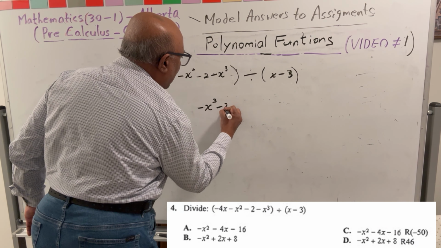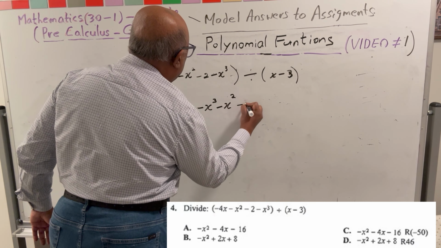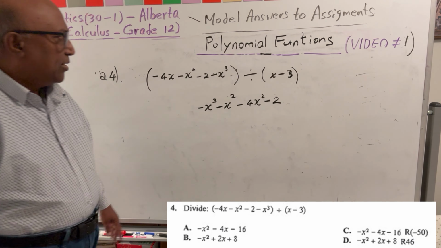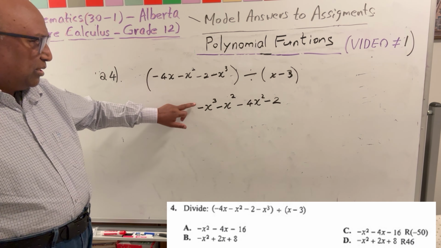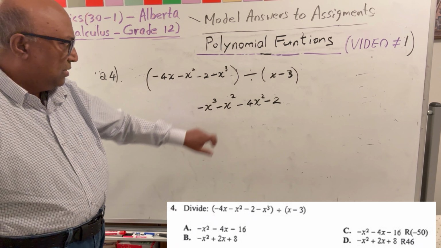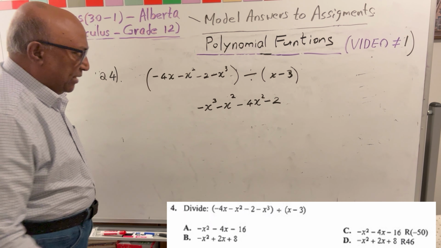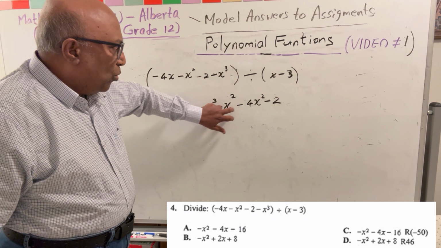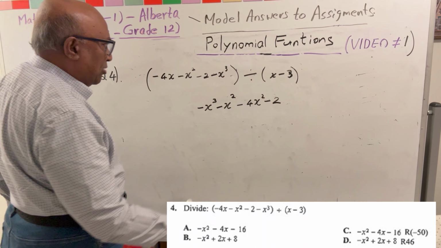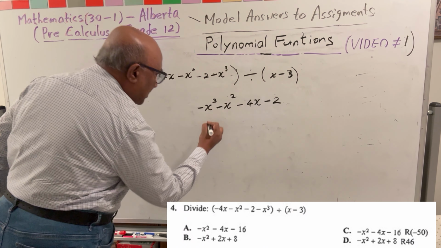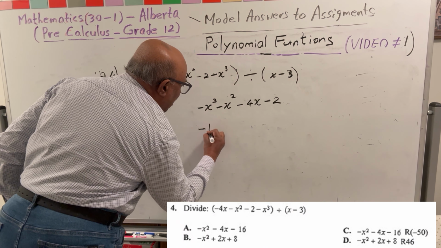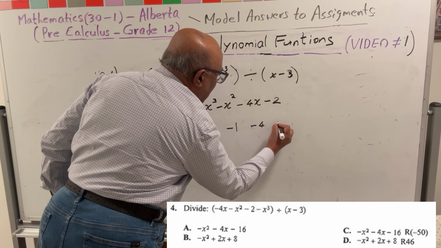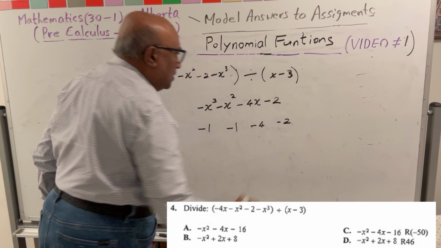Next one is minus s squared, minus 4s squared, minus 2. Okay, I wrote the same function again in descending order. Now what's the next step? We have to identify the coefficient of all s terms. What are the coefficients? Minus 1, minus 1, minus 4, minus 2.